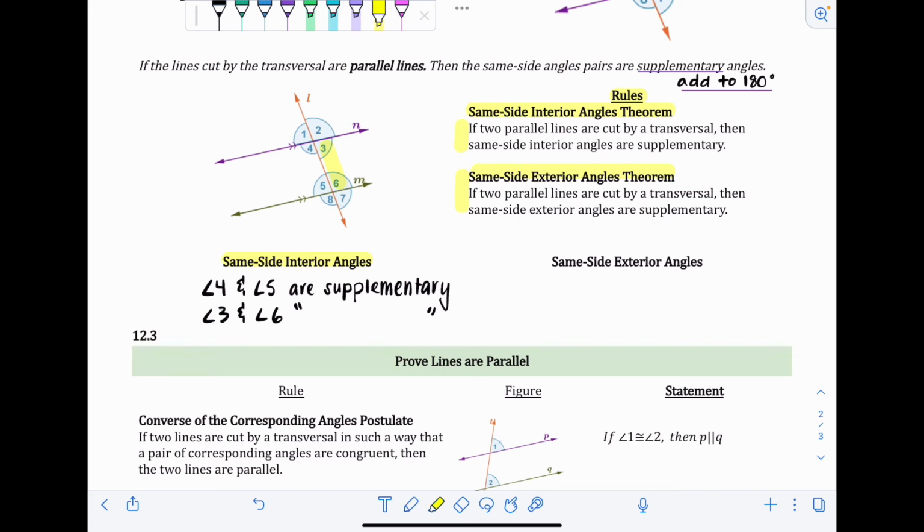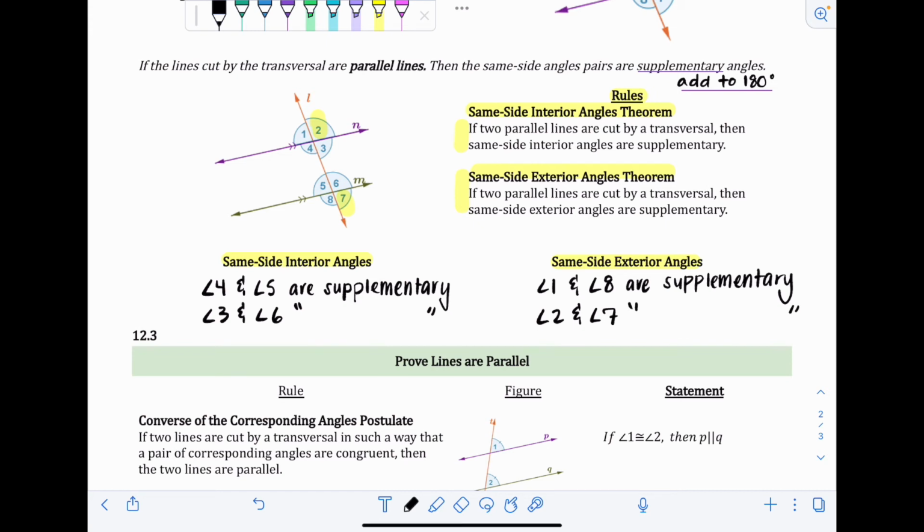And now we can move on to the same side exterior angles. So exterior means we're looking outside of the two lines. For same side, it would be 1 and 8. So those are going to be supplementary. So angle 1 and angle 8 are supplementary. And then on the other side of the transversal, it would be angle 2 and angle 7. So angle 2 and angle 7 are also supplementary.